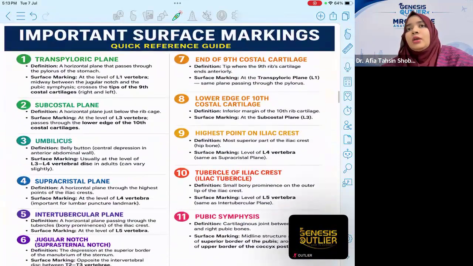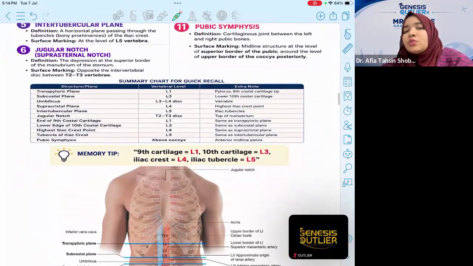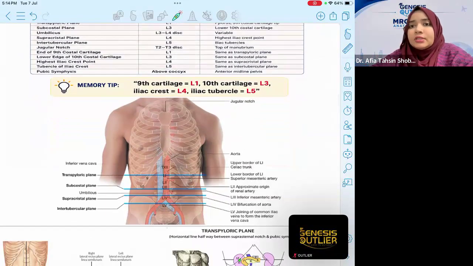So come to some abdominal planes. We have to know the transpyloric plane surface marking. We have to know the supracristal line, and we should know about the end of the 9th costal cartilage, where it is. Because of surface marking, these are important. First come to the transpyloric plane, most important because it is frequently asked and frequently needed for our exam. Transpyloric plane.